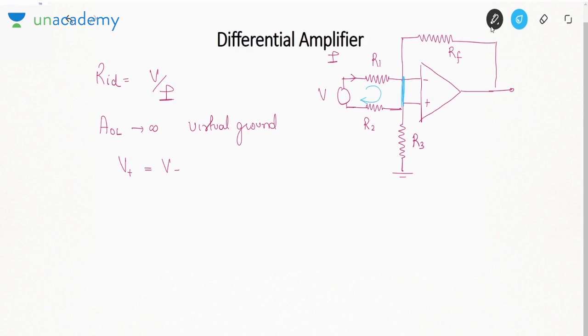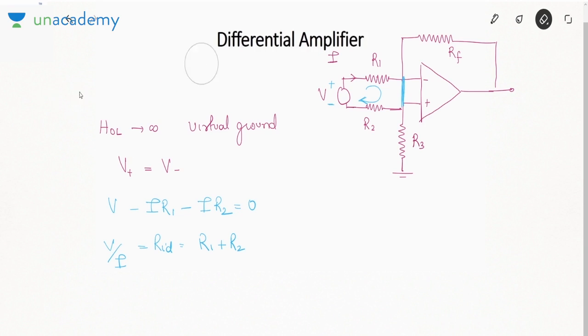So if I apply KVL, what I'll say, V minus IR1 minus IR2 equal to 0. So V by I, which is RID, is simply R1 plus R2. So in differential amplifier, I can also ask you to find the differential input resistance, that will come out to be R1 plus R2. So remember this method. Okay. So this is the very important method in which we can find the differential input resistance. What if I ask you to find the input resistance at each terminal?